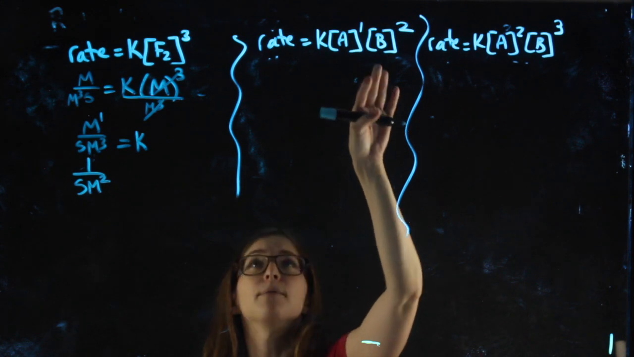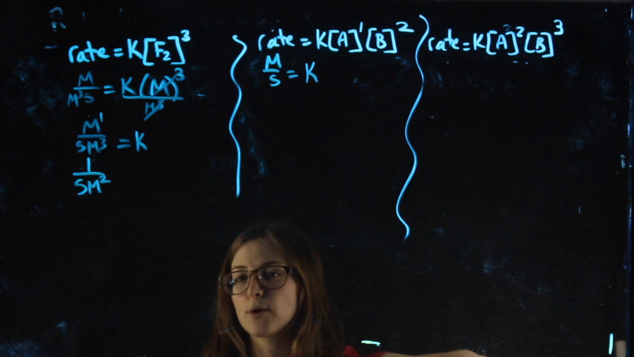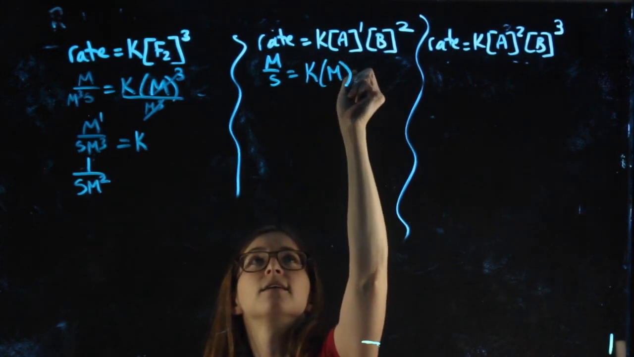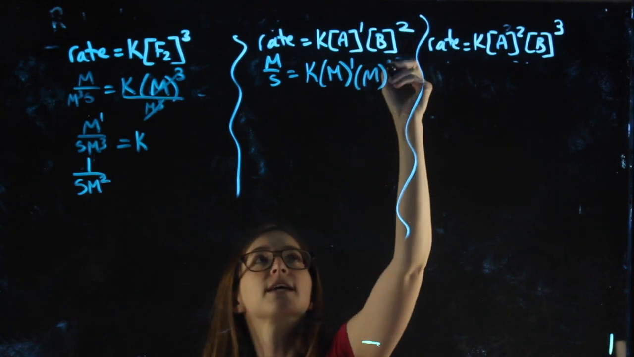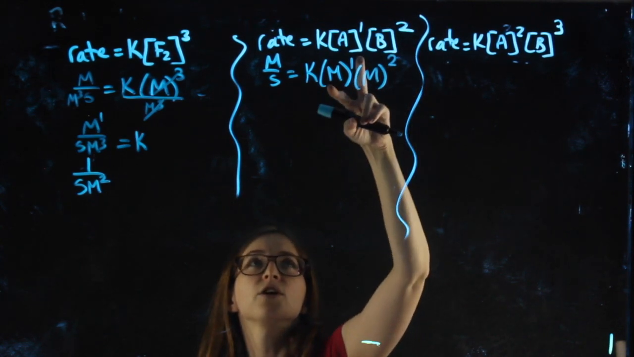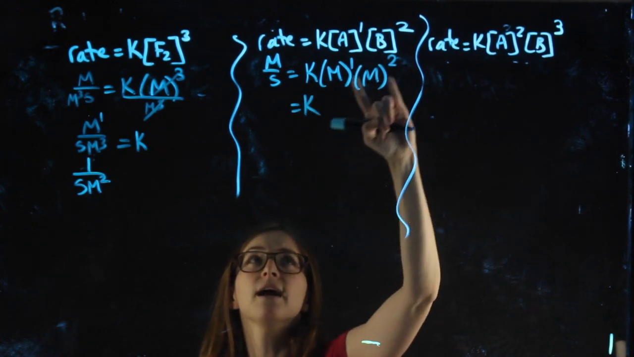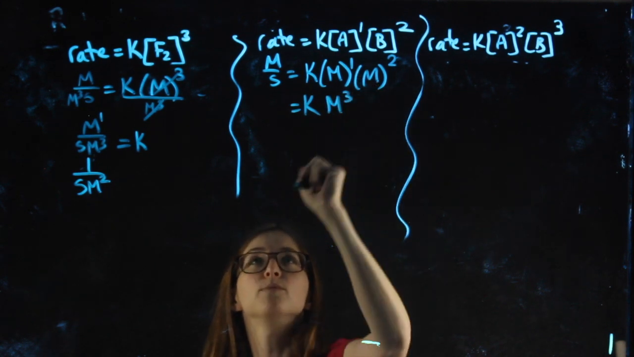Different rate law, another example. For rate, I plug in M over S. I'm solving for K, so I don't plug anything in for that. Brackets mean molarity to the first power. Brackets mean molarity to the second power. M to the first times M to the second. When we're multiplying and there are exponents, the exponents get added. So that's M cubed.